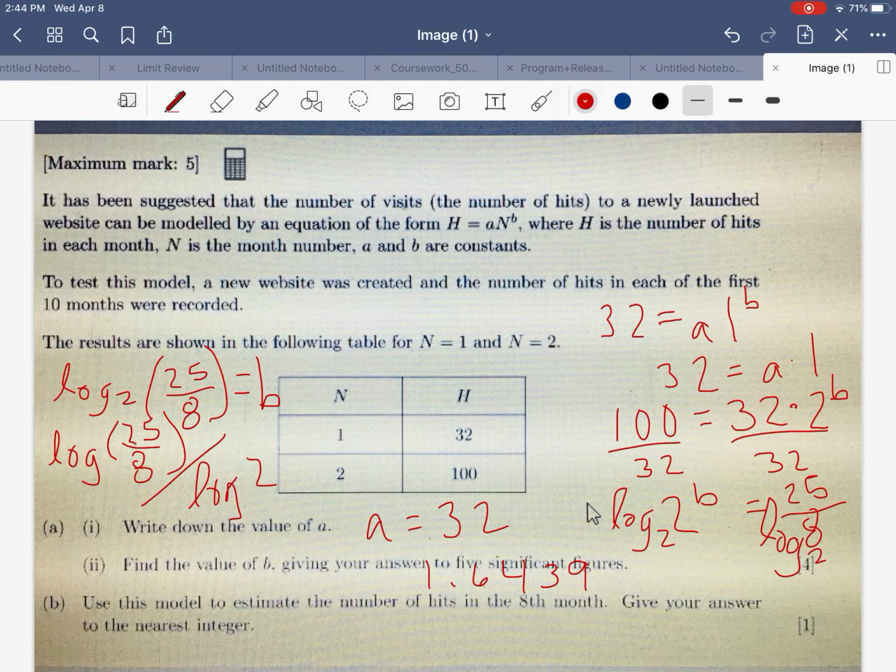Okay, so that means we gotta use our formula now to do it for 8 months. So we're gonna have some value of h8 is equal to a, which is 32, times 8 to the power of 1.6439. And we have to put that in our calculator.